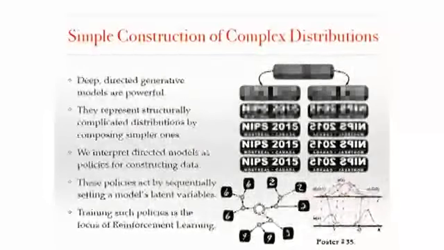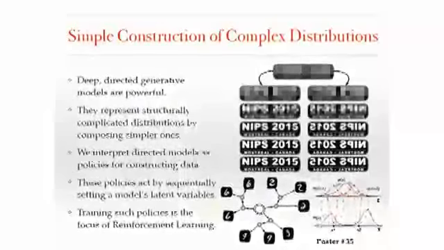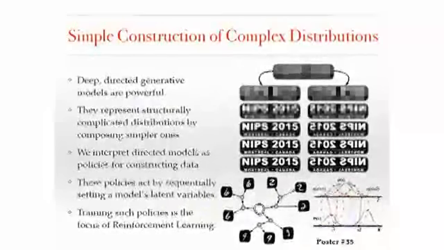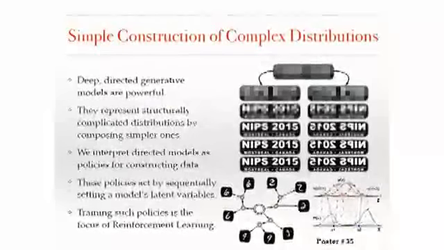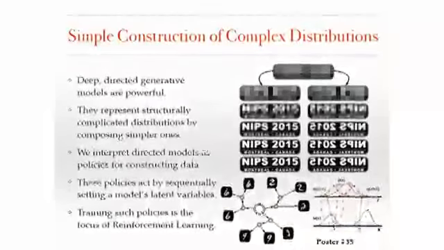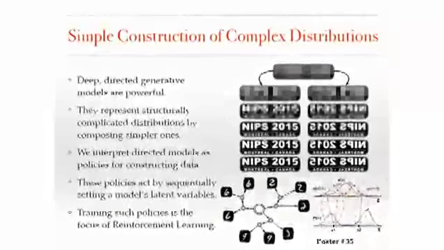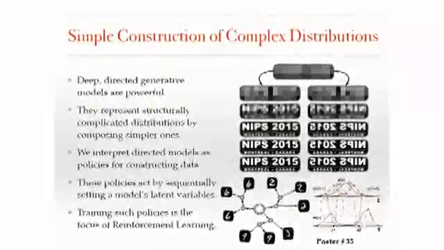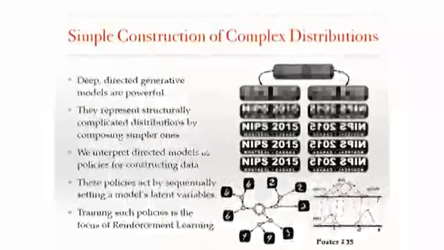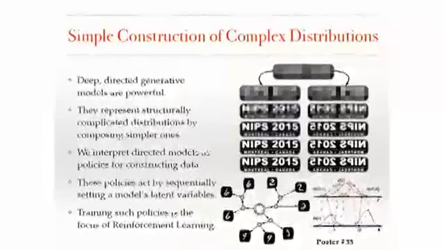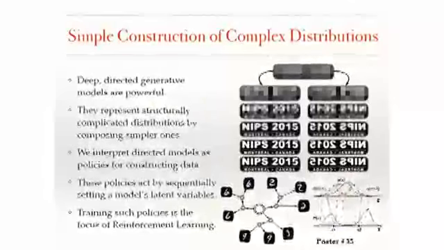So this is based around the fact that deep directed generative models are powerful. They represent structurally complicated distributions by composing simpler ones. And we interpret directed models as policies for constructing data. These policies essentially act by sequentially setting or configuring a model's latent variables in a sequence of decisions where you condition the outcome of each decision on previous decisions that were made. And training these sequential decision-making policies is just the domain of reinforcement learning.